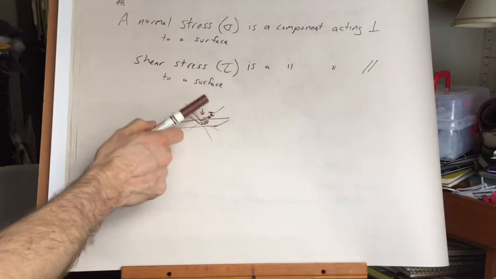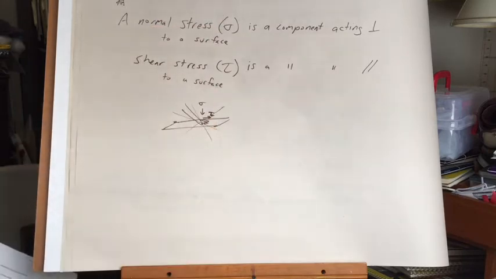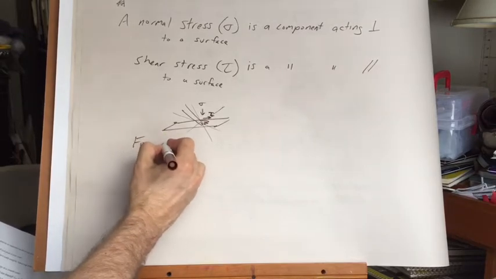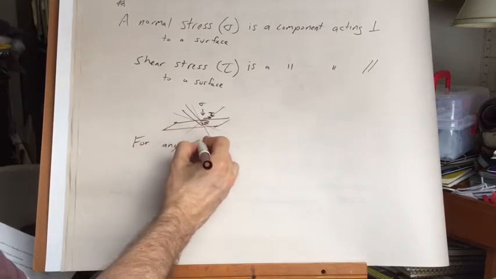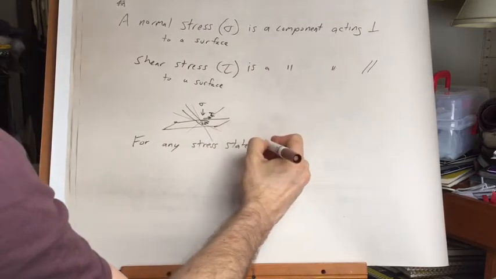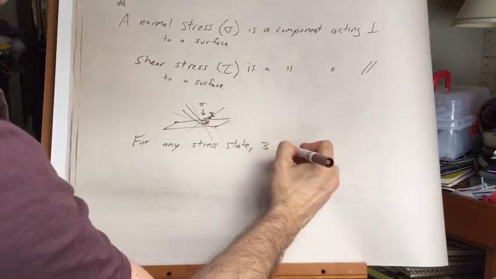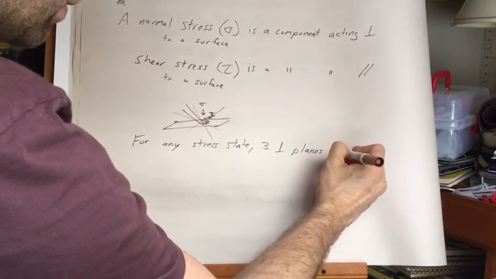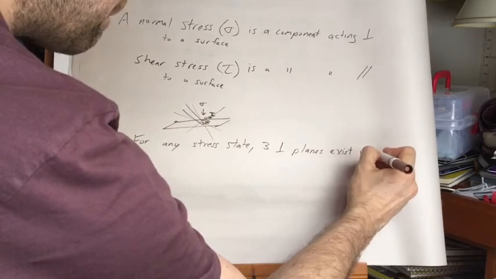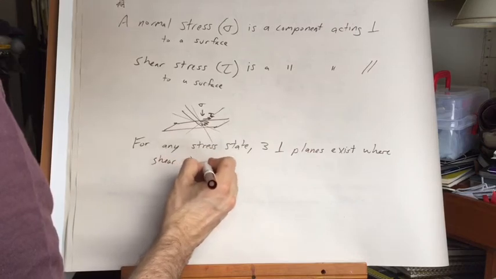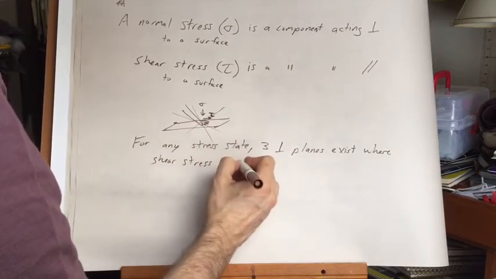Fortunately, we can often simplify the situation to just talk about the normal and the shear stress. So for any stress state, there are 3 perpendicular planes where shear stress is 0.